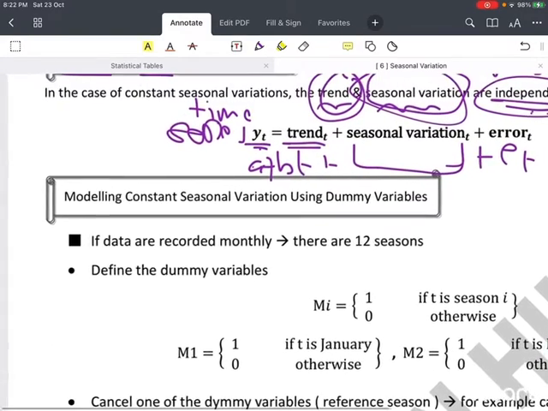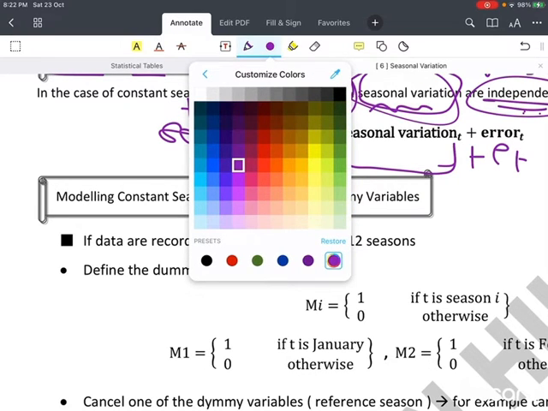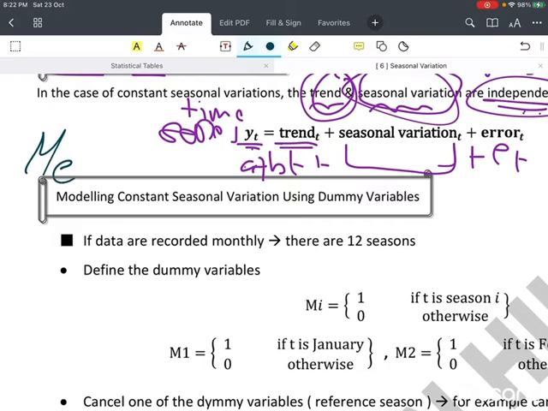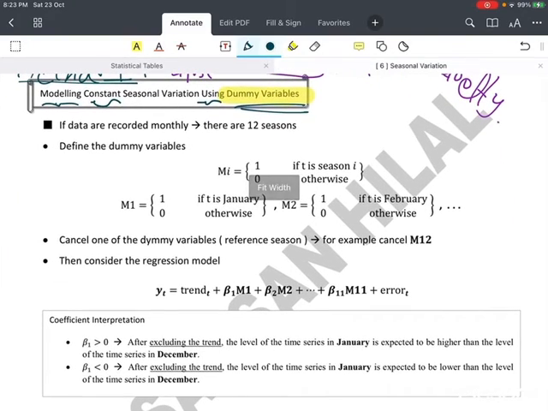So method number one for the modeling of constant seasonal variation. The first method of modeling we call dummy variables. So method number one, we will do the modeling for the constant using dummy variables. It is very easy.